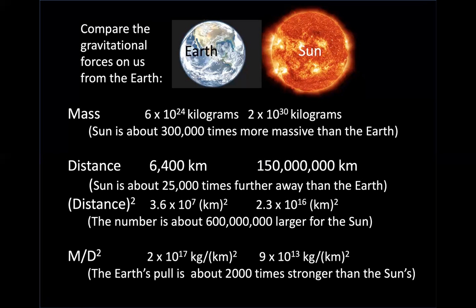And if you evaluate that ratio, mass over distance squared, shown as m over d squared for sake of fitting it on the page, the number you get for the Earth is about 2,000 times bigger than the number you get for the sun. So that means the Earth's pull on us is about 2,000 times stronger than the sun's pull on us.